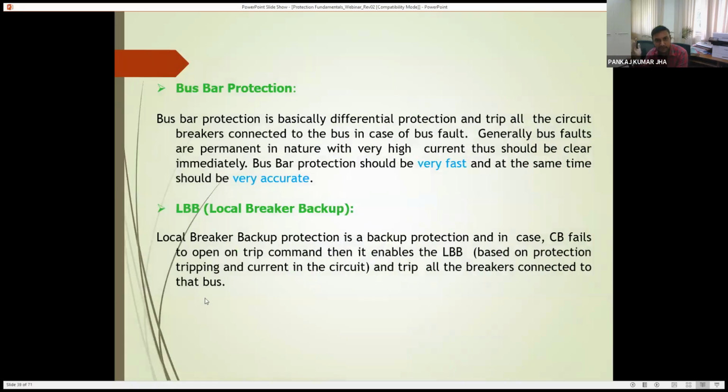For the bus bar protection, generally we use differential protection. In earlier days, we were using the high impedance differential protection. Nowadays, we are going towards low impedance bus bar differential protection. In that low impedance bus bar protection also, we are having two different options. We can go for centralized or decentralized, and I will discuss this in the upcoming slides. At the end, we are having local backup breaker protection, or LBB protection.